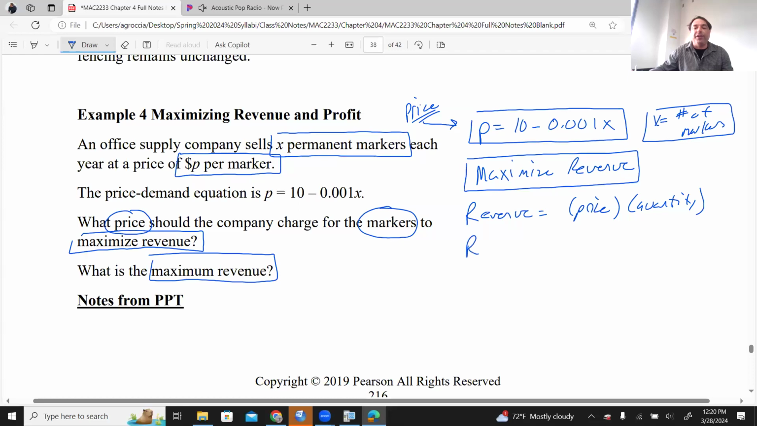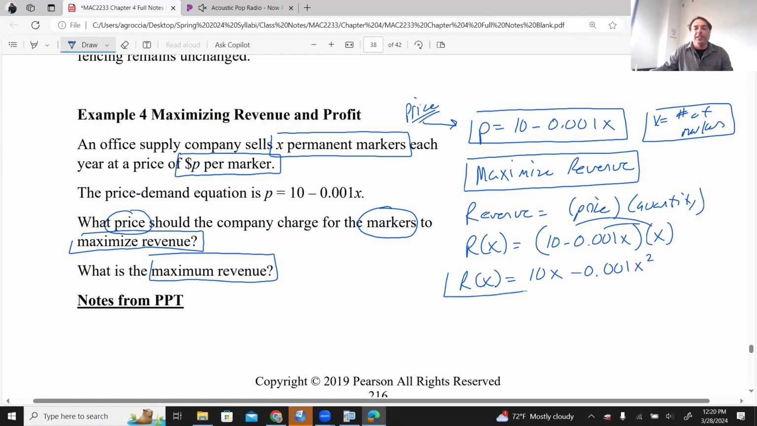So if you want to find the revenue, you're going to take price. Well, I know what price is. Price is 10 minus 0.001x. And the quantity, I don't know how many, but I know it's X. So we have the pieces to find revenue, which ends up being 10x minus 0.001x squared. So take a minute and notice the revenue was not given to us. We had to figure out the revenue.